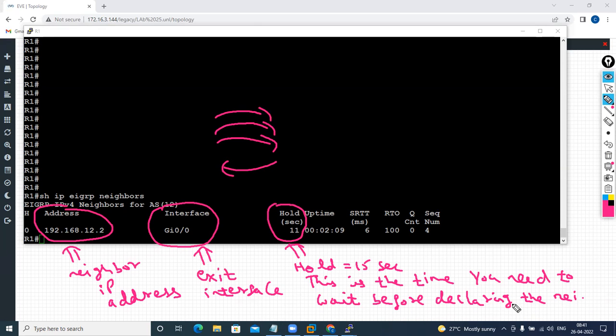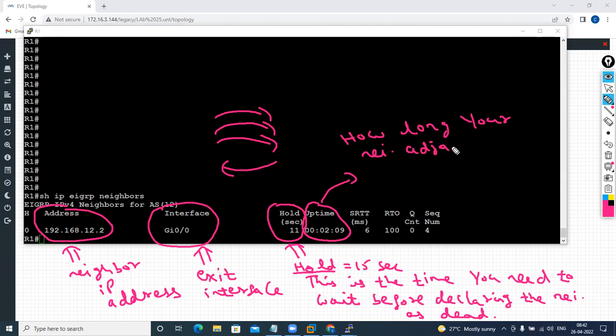I'll show you, 1 minute. So once this hold timer expires, then it will remove the route from the routing table. One minute, I'll come back to hold time. Now, what do you mean by uptime? This will show you how long your neighbor adjacency is up. Adjacency is in up state.